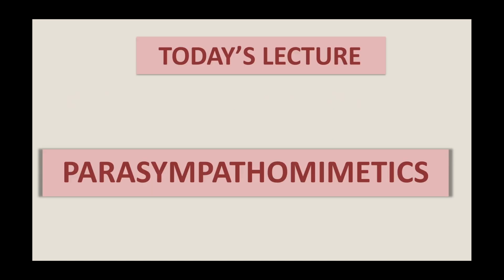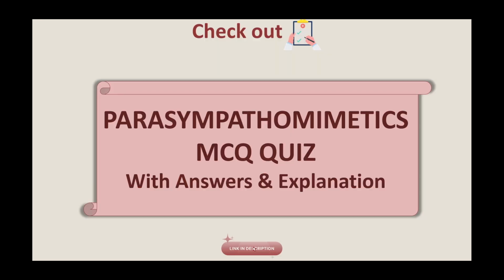Today, we continue our pharmacology lecture series with an in-depth exploration of parasympathomimetics, an essential drug class within autonomic pharmacology. Previously, we discussed the introduction to autonomic pharmacology, and if you missed that, you can find the link in the description. Additionally, a separate video featuring a quiz with 10 multiple-choice questions, answers, and detailed explanations is available to test your understanding of today's topic. Be sure to check the description for the quiz link.